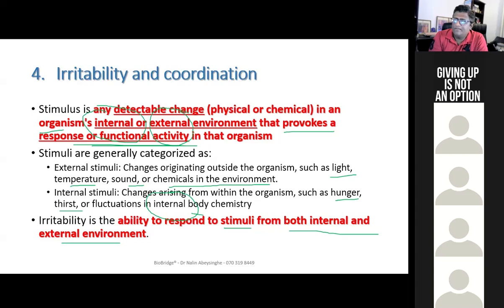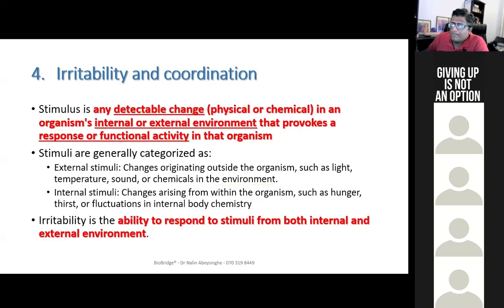If there is increased light, if it's a bright light from the sun, what will happen to the eye? It will reduce the diameter of the pupil, right? Okay. So that is irritability. It has the ability to respond.